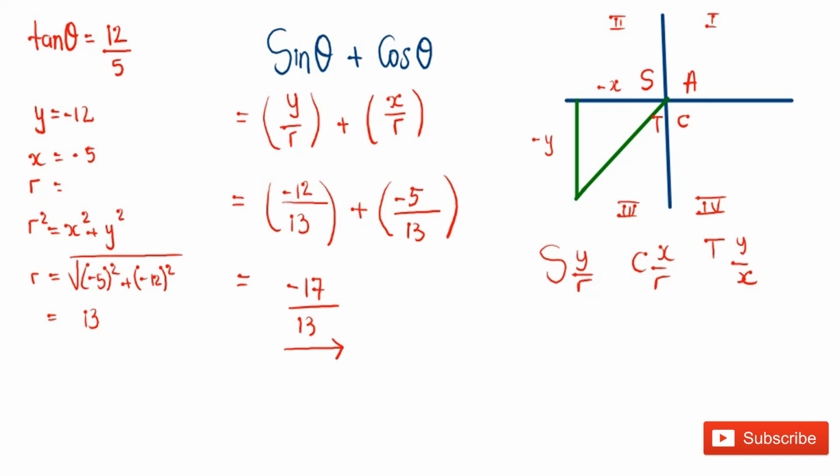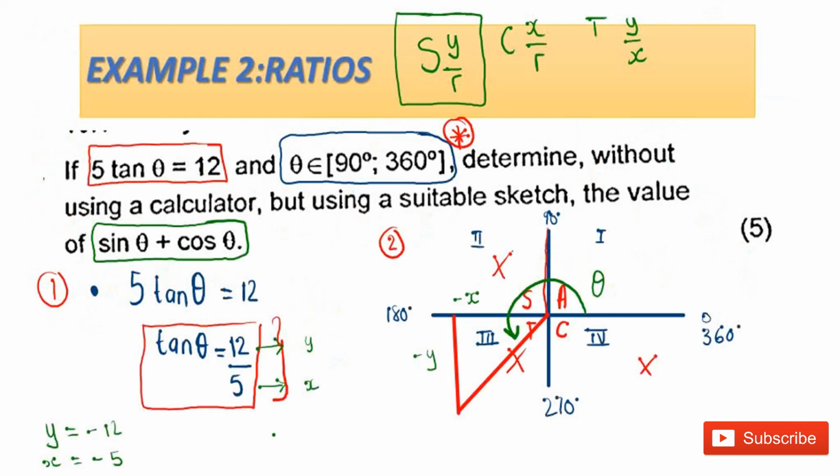Okay, I'm going to just revise what we did. So what we did with this question, guys, we were told that 5 tan of theta is equal to 12, and we are given the interval that we're working in, which is greater than or equal to 90 all the way to 360. So we're working in the second, third, and fourth quadrant. Determine without using a calculator but using a suitable sketch the value of sine theta plus cos theta.